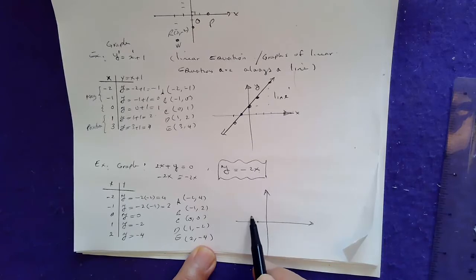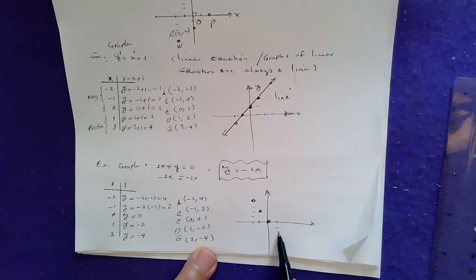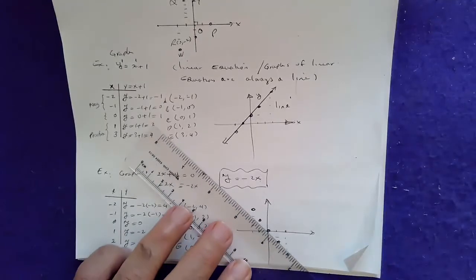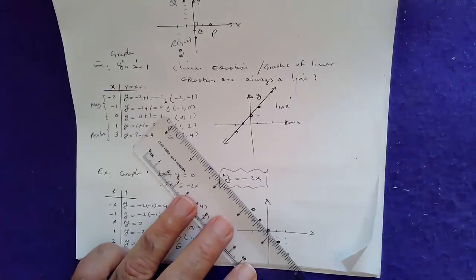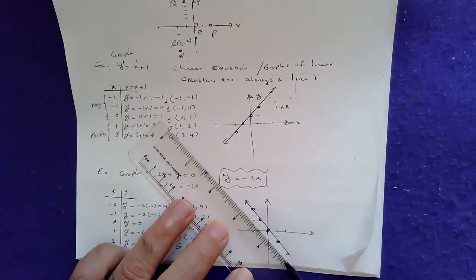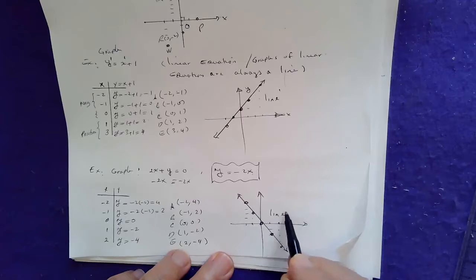2 to the left, up 4: 1, 2, 3, 4. 1 to the left, up 2, right there. 0, 0, you're at the origin. 1 over, down 2. And 2 over, down 4. So there it is. Once again, you take your straight edge and draw a line which goes through these points, and make sure the line is as straight as it can be. So once again, the graph is called a line.